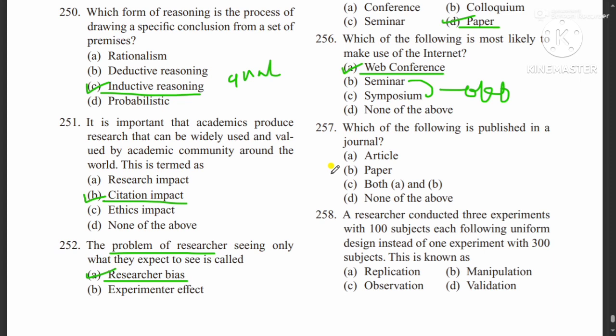Which of the following is published in a journal? Published in a journal because of both A and B, paper or article.